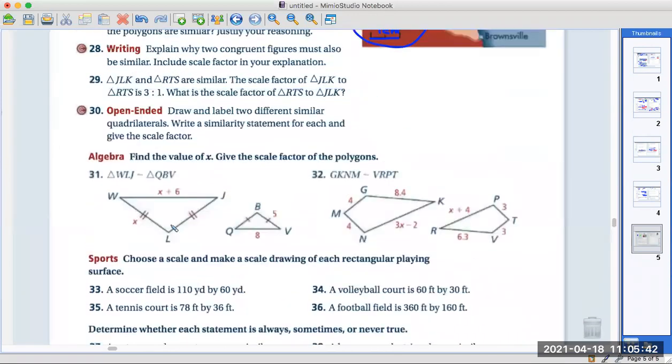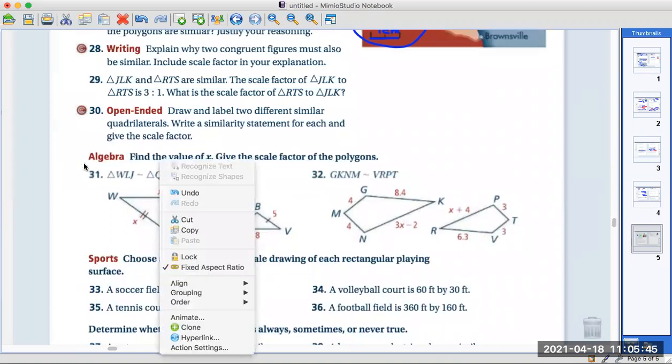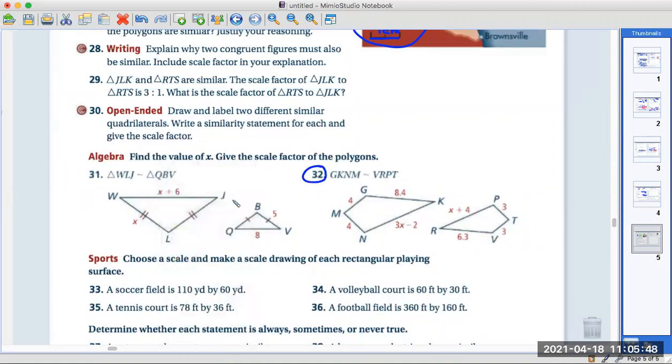Okay, and then the last one, which is probably the one that I'm most interested in, if you can figure it out and do it correctly, find the value of x. So you have to figure out what x is, okay? And then give the scale factor. So x is equal to what? And what's the scale factor? So this is already telling you they're similar. Do you see that? This is similar to that. And you can just match up the sides by picking the correct letters, how they're located.